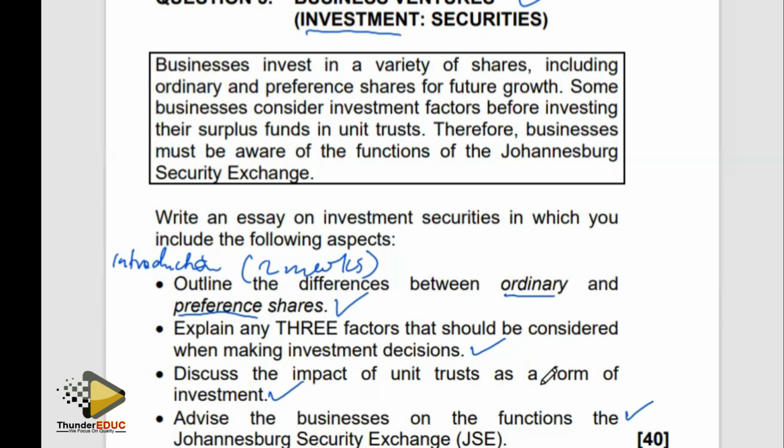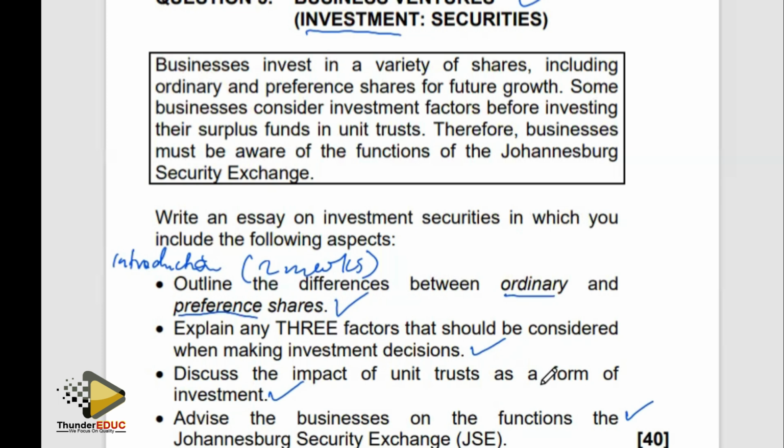Okay, right. So now under ordinary shares, normally the higher the profit, the higher the dividend. But under preference shares, the dividends are fixed. Whether the business is making profit or not, they're supposed to get their dividends or be entitled to their dividends.